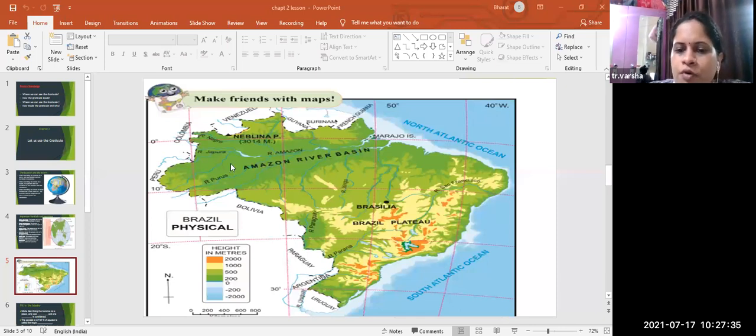So if I say for the plateau, we can read it as 0° to 30° south, and 30° to 60° west. Okay, this is how we can now read a particular place.